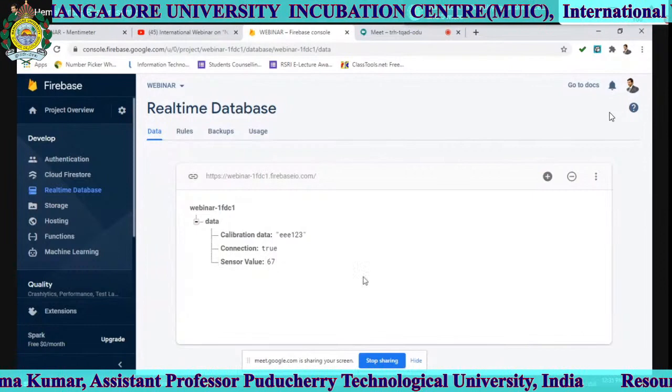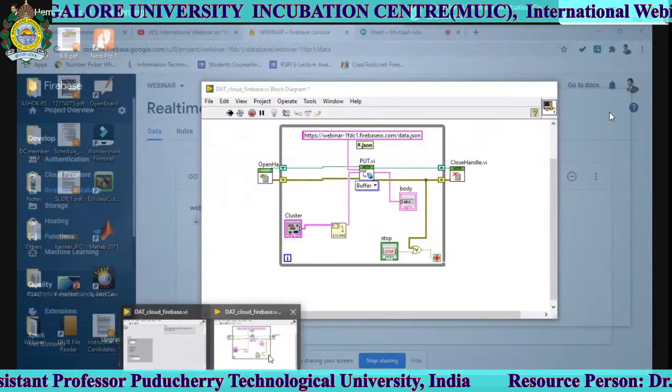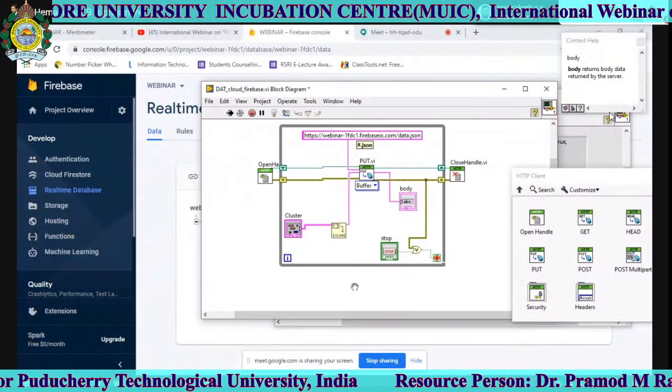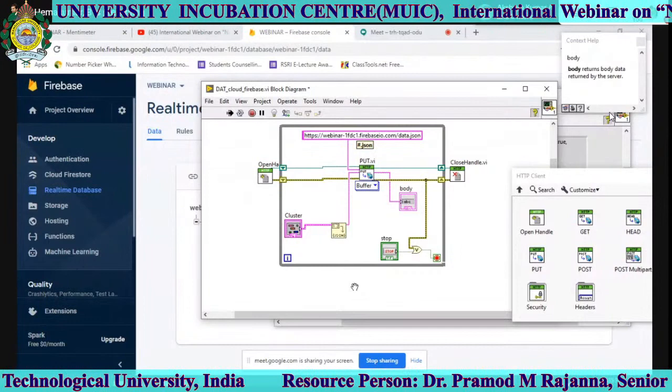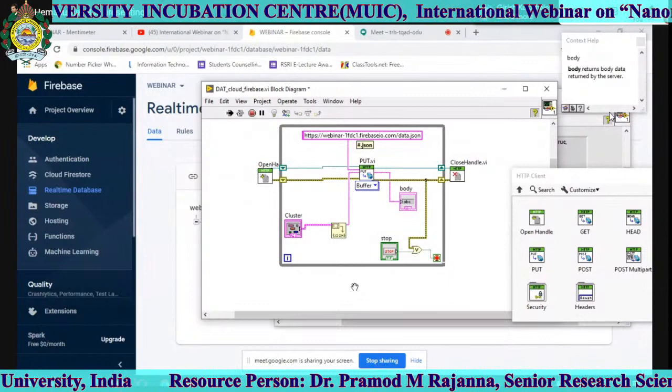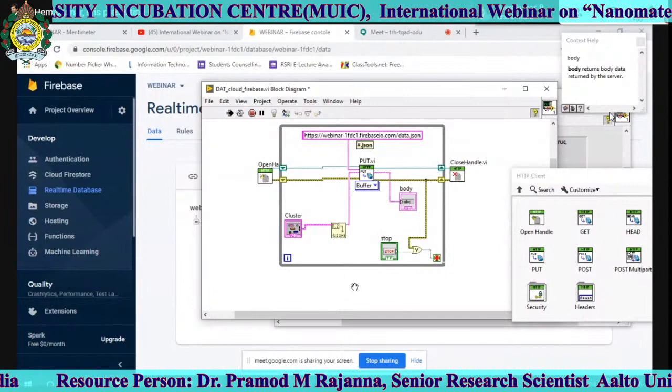Okay, this is how you use a simple cloud for sending data. This can be any data. I'm just showing it for a simple cluster. You can use it for any physical data that you have. Suppose you take any signal, and once you extract the useful parameters from the signal, it is going to be a series of numbers. That series of data can be sent to the cloud. So this is how you send the data to the cloud.